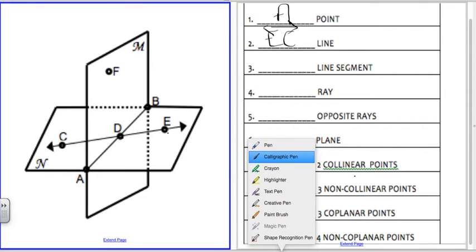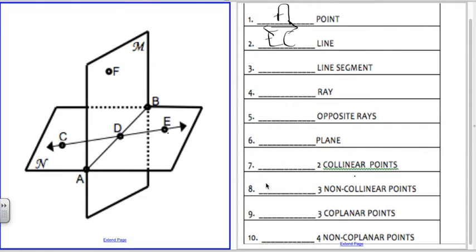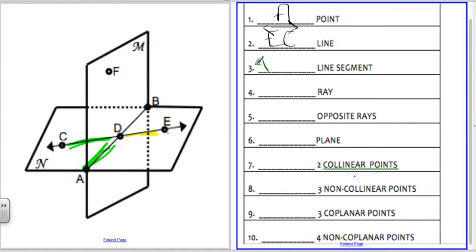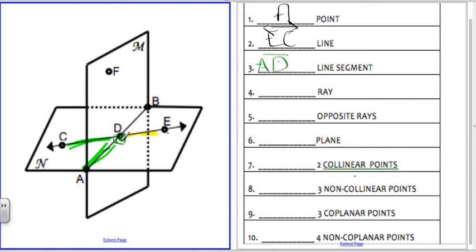Now, pieces of lines make up the line segment, so I have this piece here that I could name. I have this piece here that I can name. Notice I also have pieces over here. I'm going to name that green one AD. So A, D, and then we have the symbol above it. That's an A. Sorry.